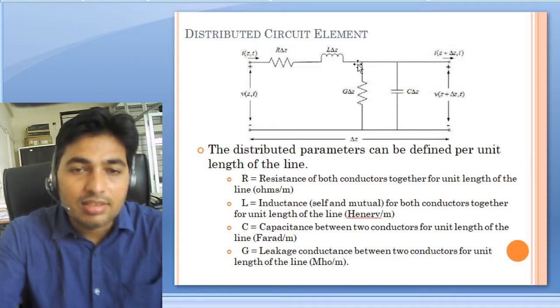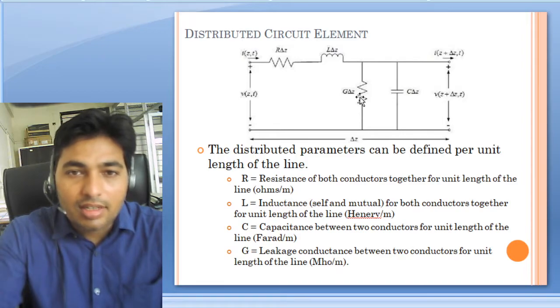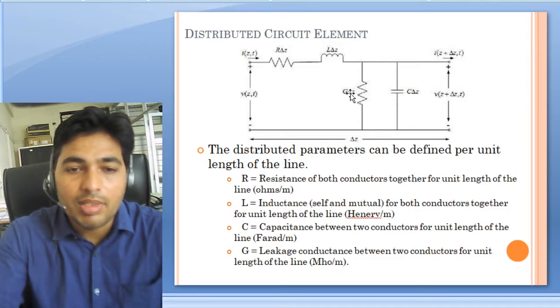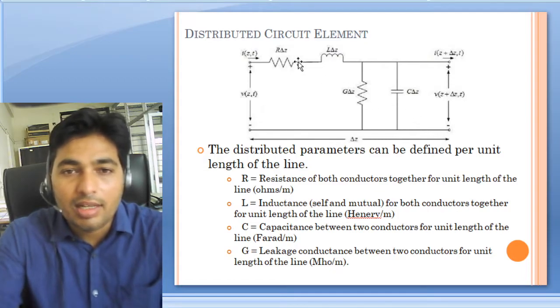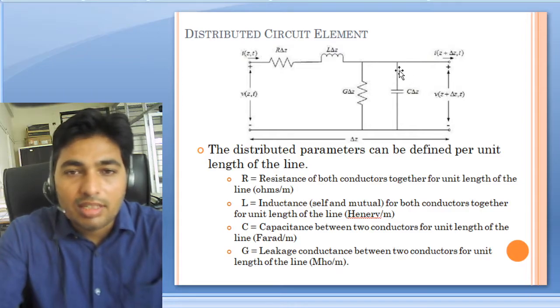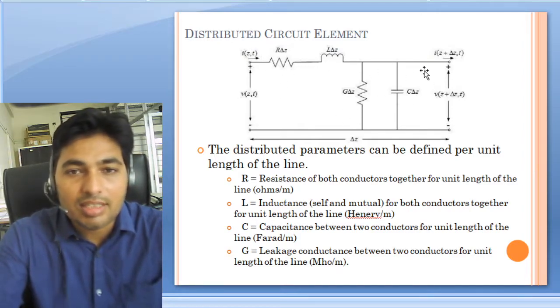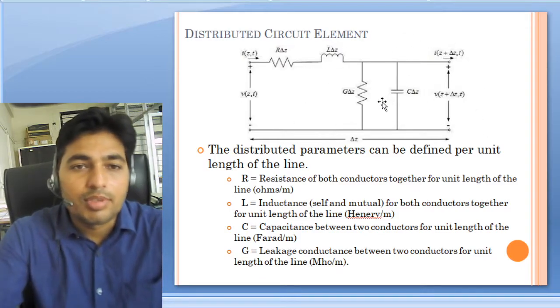Now, these are not ideal lines. So G represents the conductance of a transmission line. Whatever current leaks from one conductor to the other will be represented by G. The unit will be mho per meter. Then we have a capacitance, because these are two parallel conductors separated by either air or some dielectric material, so this can be represented as a capacitance. This will be the capacitance per unit length, or farad per meter. So these are the four distributed parameters we have taken into account in the modeling of the transmission line.